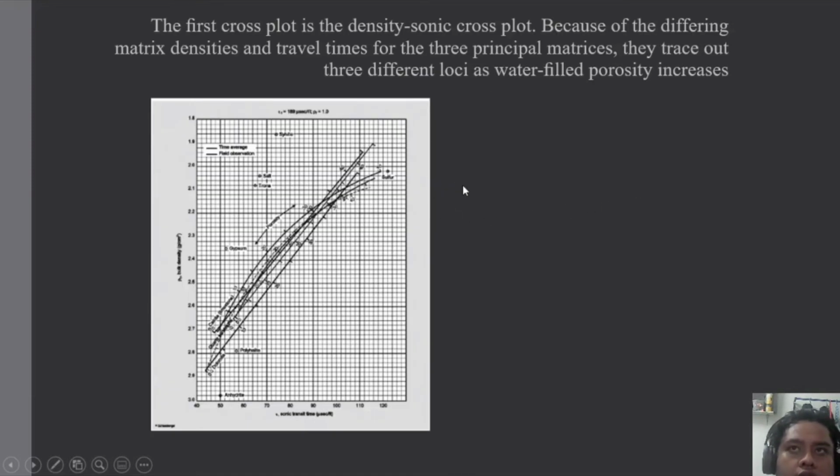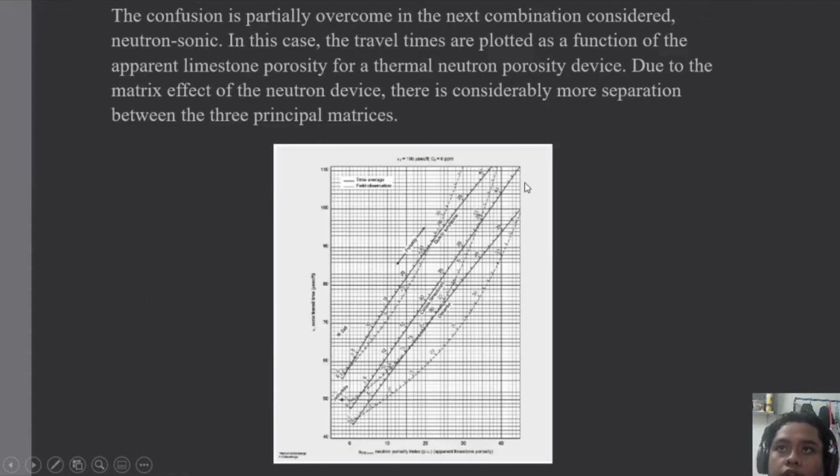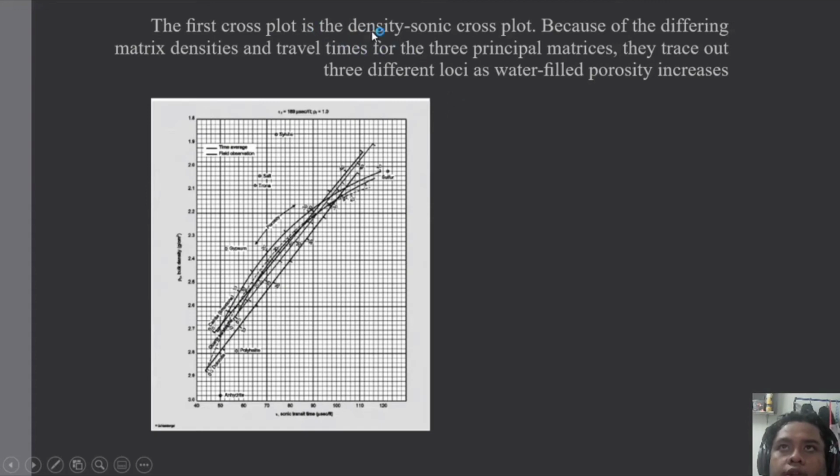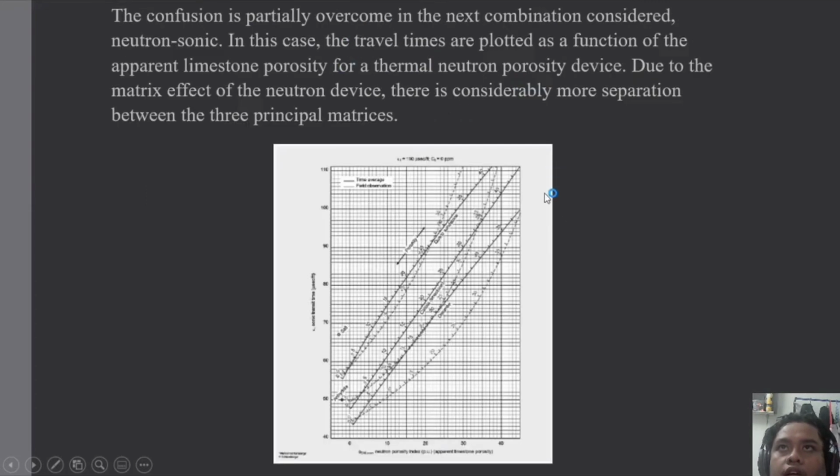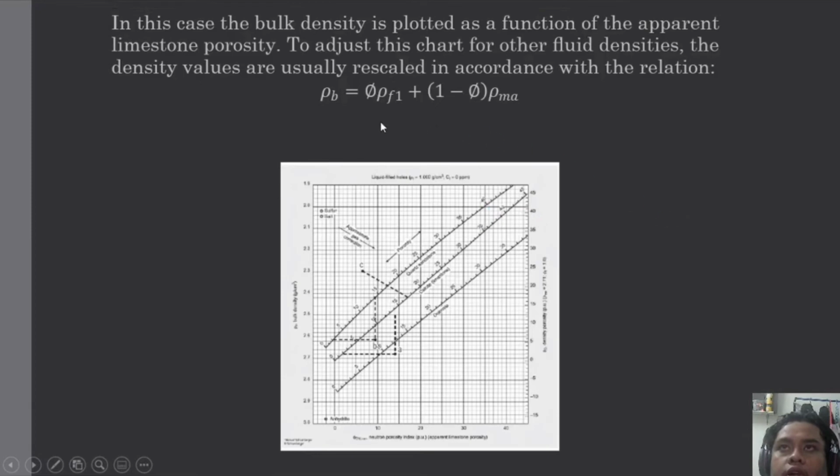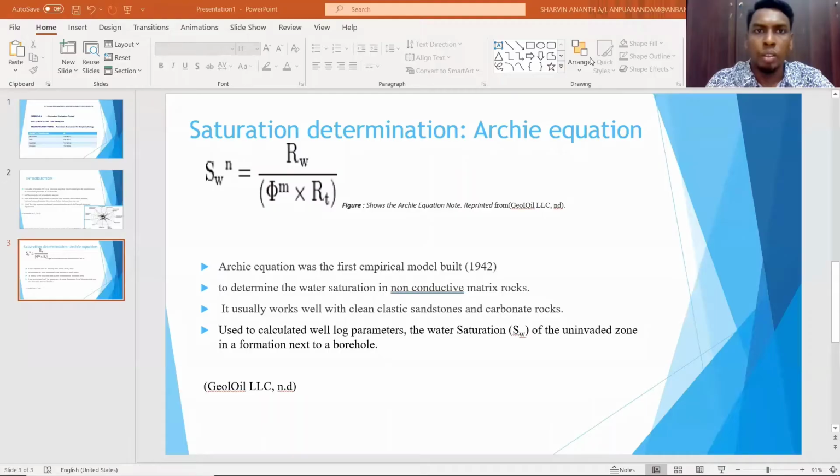So this is a type of graphical method that can be used to gain the graphical interpretation techniques for porosity and lithology. This is the first one, which is the density-sonic cross plot. This is the second one. This is the third one, with the formula of rho b equals porosity times rho f plus 1 minus porosity times rho ma.